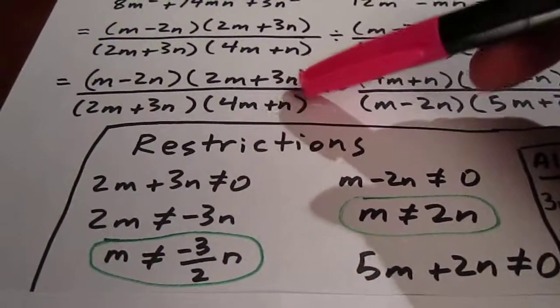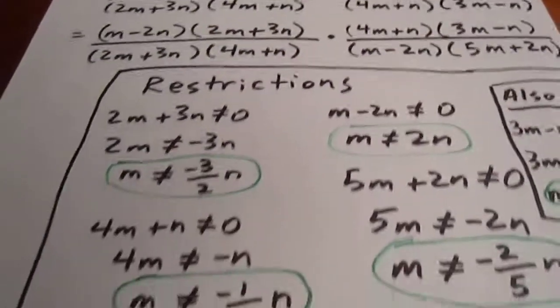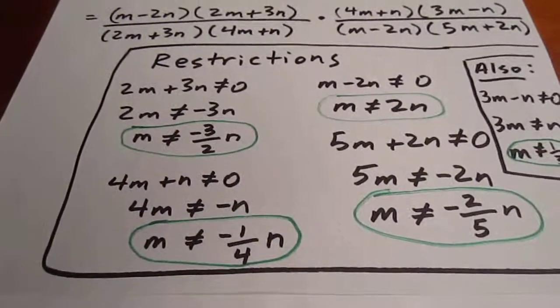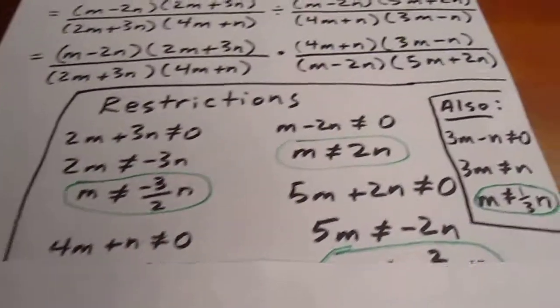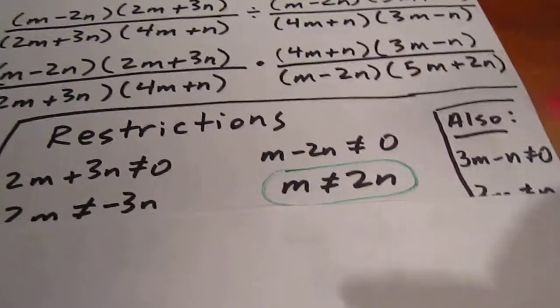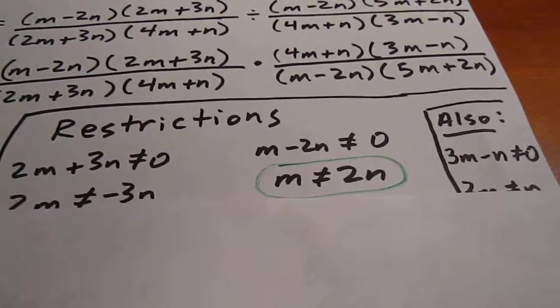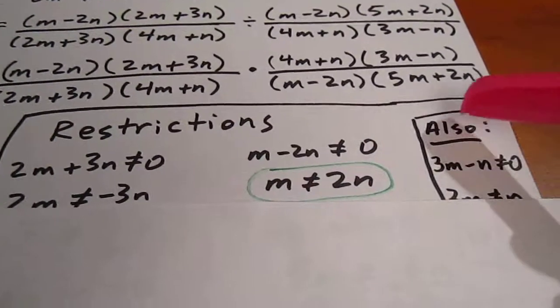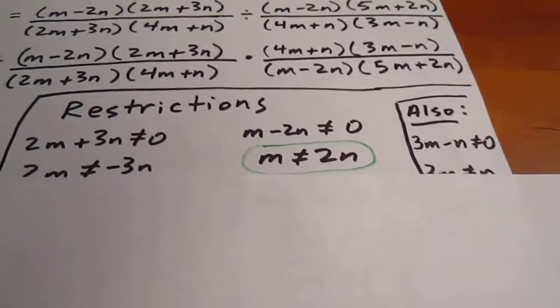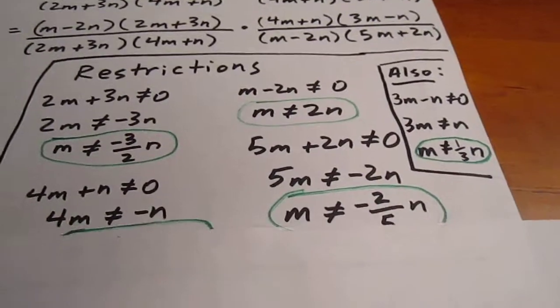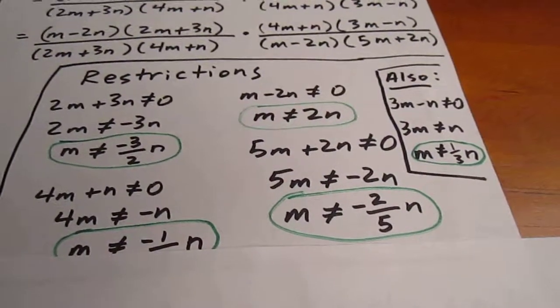Similarly, 4m plus n cannot equal 0. Isolating our m term leads to m not equaling negative 1/4 n. We also have m minus 2n can't equal 0. Isolating our m term leads to m not equaling 2n. And 5m plus 2n cannot equal 0. Isolating our m term leads to m not equaling 2/5 n.